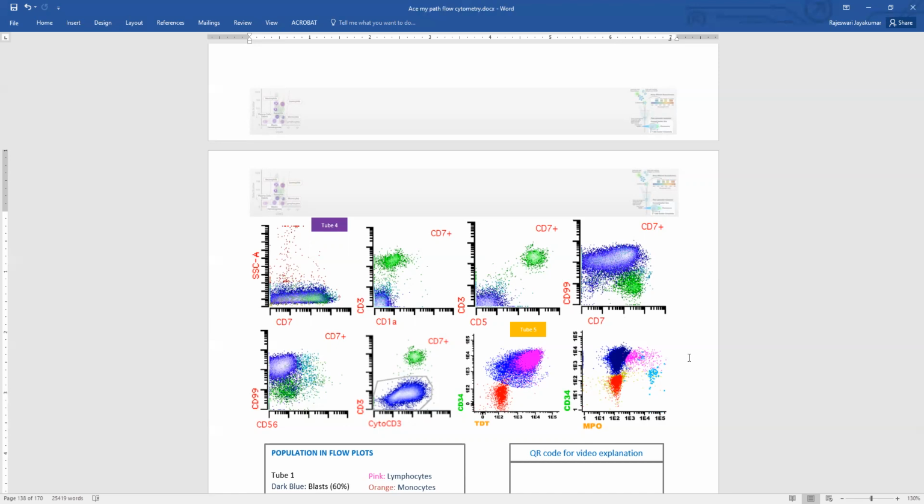The other thing is, when these patients relapse, there is a chance that they can relapse either as T-ALL or as just myeloid leukemia. So that is why it is important that you document this in the flow report and keep an eye on all these markers during follow-up. Thank you.